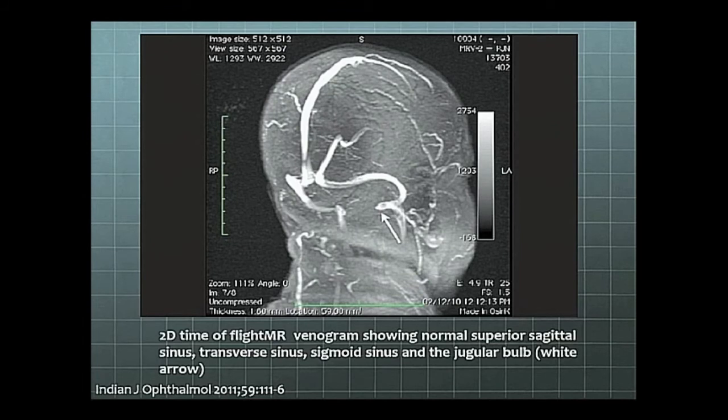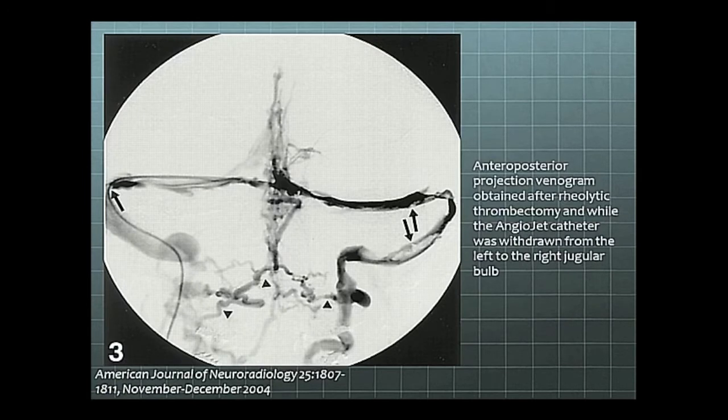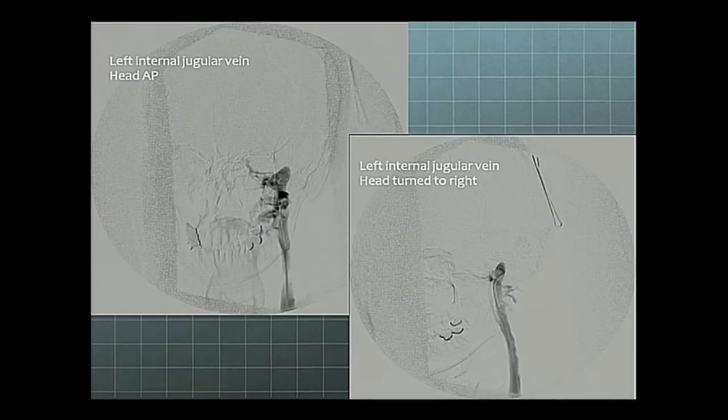Just a nice MR venogram of the head, reviewing anatomy here: jugular bulb, sigmoid sinus, transverse sinus, perisagittal sinus. This is not mine. This is a case report. This is a thrombolysis case with angioplasty. I'm just showing this to reassure you that, yes, indeed, people do interventions. They put catheters and wires up there. I am starting now to go up to the jugular bulb and image routinely. But if you have to put wires up here, don't be worried about it. It can be done safely.